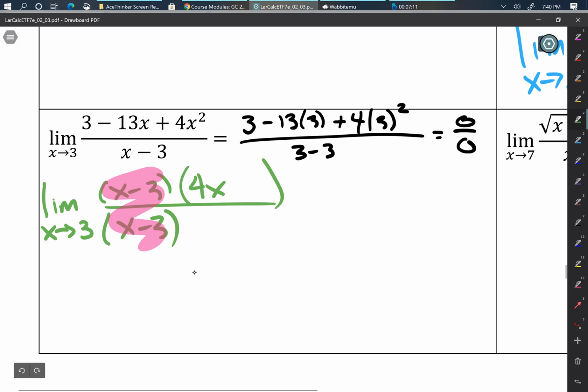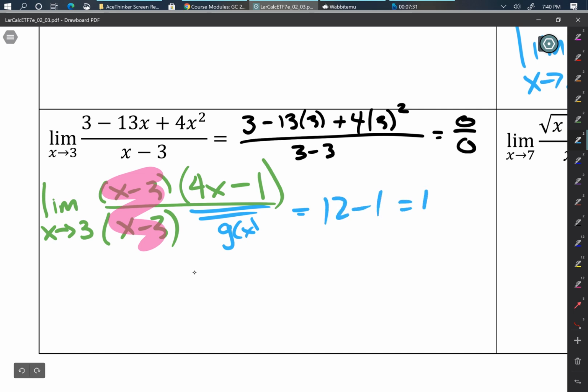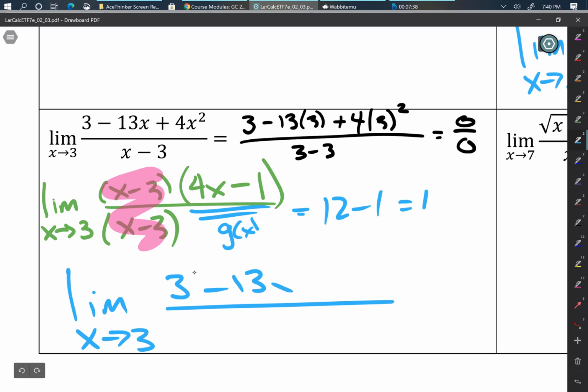Wait a second. No, I'm sorry. I need a minus 1 to give me that to be a positive 3. And so I've got the hole. I've got the g of x function. I'll use direct substitution on it. That's going to be 12 minus 1 or 11. So then that means that the limit as x approaches 3 of 3 minus 13x plus 4x squared over x minus 3 is 11. Okay.